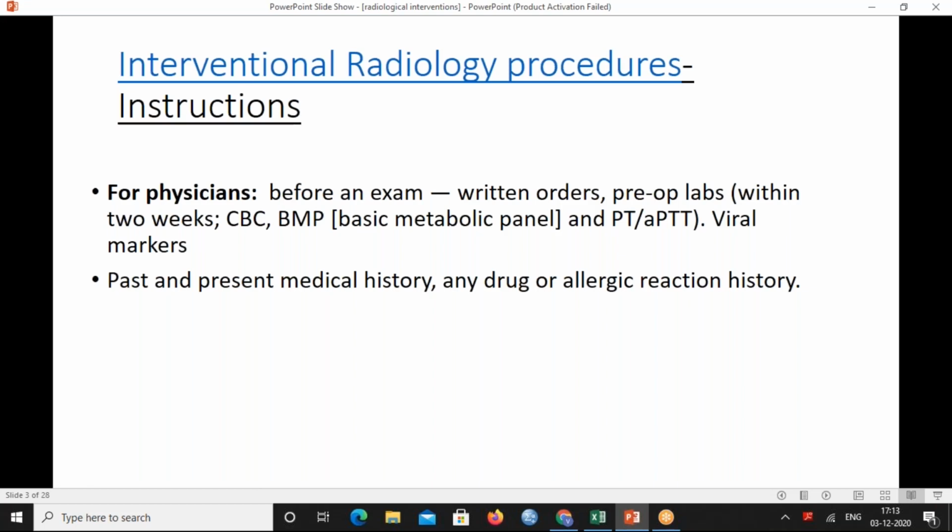Viral markers: in the present time, we are taking COVID-19 RT-PCR reports within a minimum of 7-day duration and not beyond that. And for HBsAg, HIV, and HCV, we are taking it for around 15 days. And there should be a clear-cut past and present medical history, and any drug allergy history should be noted on the patient sheet and told to the IR team before any procedure is done.